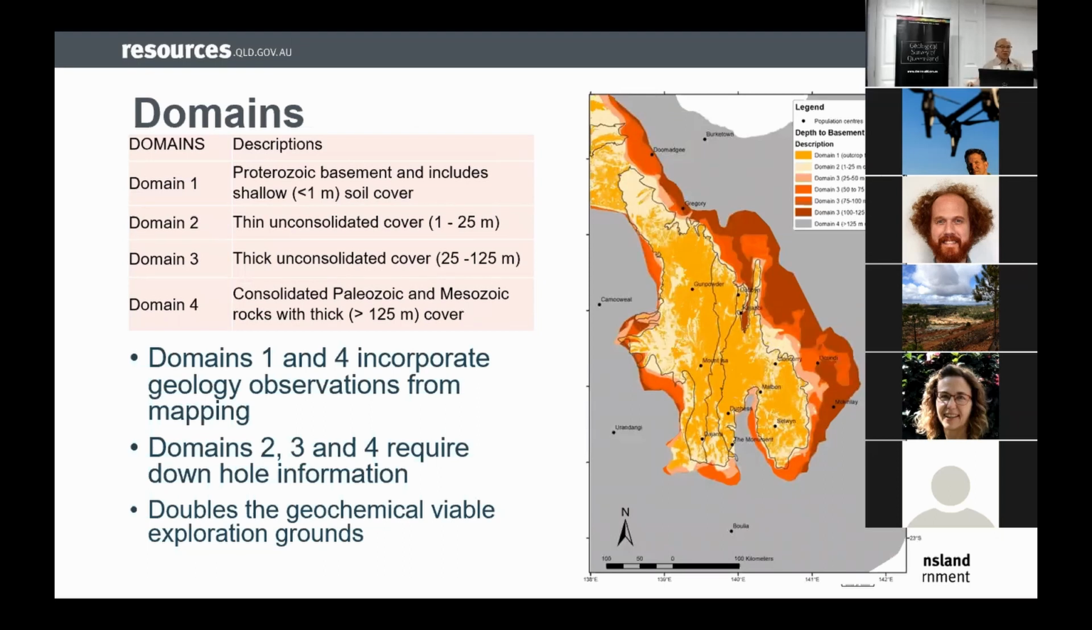The 4 domains: domain 1 is where you had outcropping rocks. Domain 2 is the unconsolidated, 1 to 25, domain 3 is 25 to probably 125, because that's the limit that Richard Lilly and Keith Hannon came up with. And the 4th one is the consolidated rocks, under Paleozoic or Mesozoic rocks itself. Basically, domain 1 and 4 include mapping. The rest are all drill hole data.